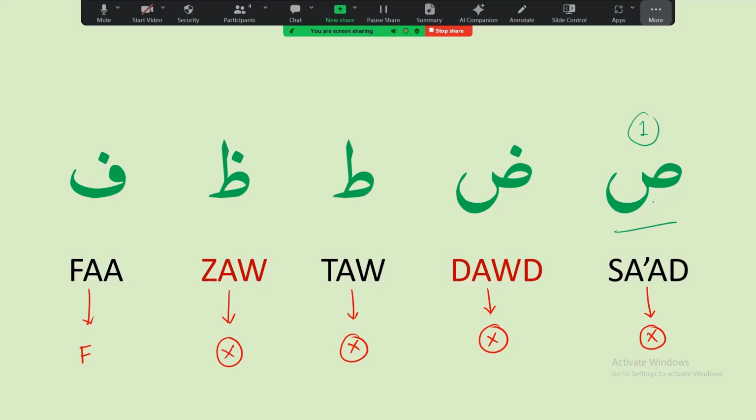So this is for sword, right? The way we start it is different. This is not the S sound of English, okay? Not the S sound. It is a slow, heavy sound. So this is not present in English alphabets.